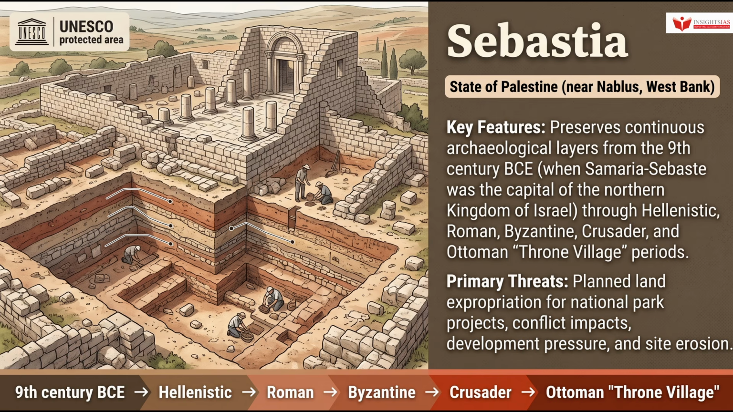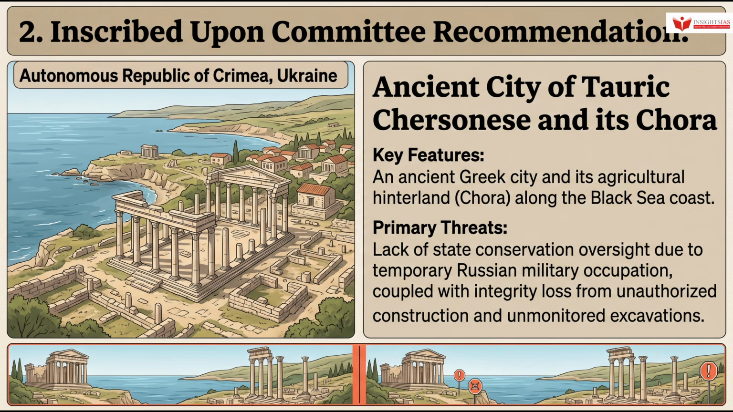Sebastia, in the state of Palestine, near Nablus in the West Bank, preserves continuous archaeological layers from the 9th century BCE, when Samaria Sebaste was the capital of the Northern Kingdom of Israel, through Hellenistic, Roman, Byzantine, Crusader, and Ottoman village periods. Its primary threats include planned land expropriation for national park projects, conflict impacts, development pressure, and site erosion. Now, let's move to sites inscribed upon committee recommendation, a slightly different pathway onto this same list.